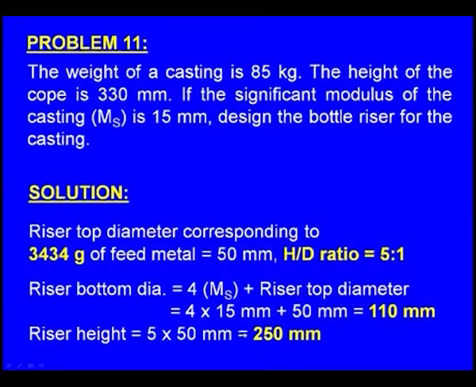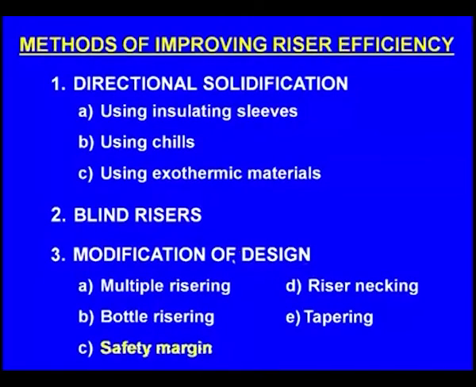And what about the bottom diameter? Bottom diameter is 110 mm. What about the top diameter? 50 mm. So, this is the design for the bottle riser in this case. Now, we are going to learn about the case of how to modify the design of the riser to improve the riser's efficiency.